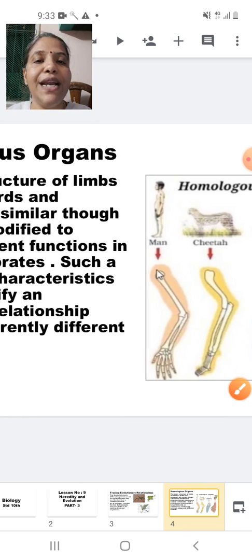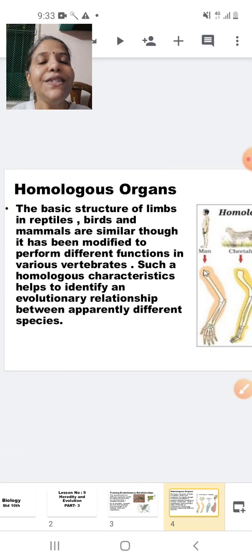Okay, so let's read the reading part. The basic structure of limbs in reptiles, birds and mammals is similar, though it has been modified to perform different functions in various vertebrates. I told you the basic plan is that it is made up of bone, and the arrangement of the bones will almost be the same, but it may show some difference because these organisms are adapted to different environments.